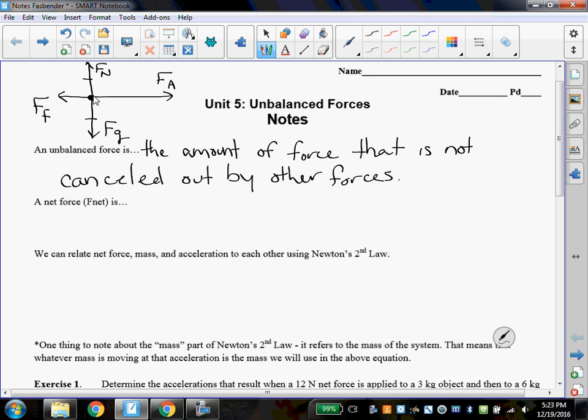If we look at the force of friction and we try to kind of mentally lay it on top of the applied force, I think our force of friction would probably go out to about there. So this is the amount of our applied force that is canceled out by the force of friction. The rest of this, however, is not canceled out, and so this is the unbalanced force.